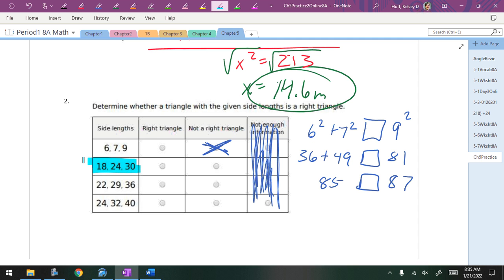18, 24, and 30. Oh, good call. Thank you for pointing that out. I will fix it. 18, 24, and 30. Determine if right triangle or not a right triangle.